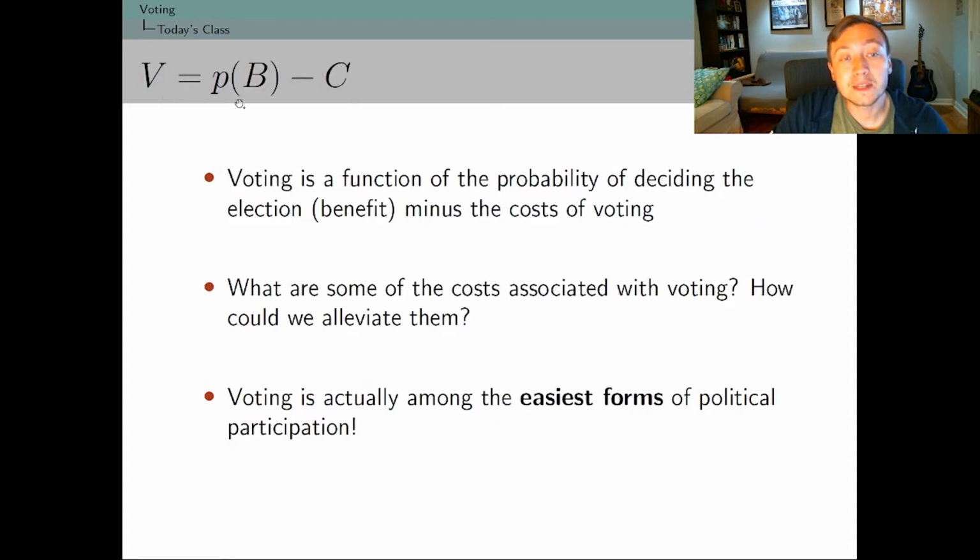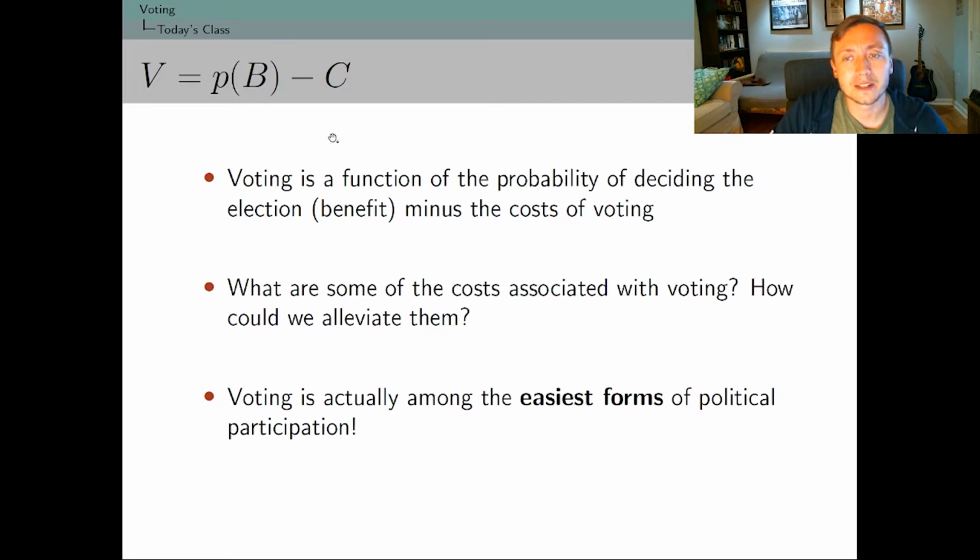V equals PB minus C tells us that voting, or the likelihood that you cast a ballot in an election, is a function of the probability of this B, which is deciding the election, that is receiving a benefit from actually tipping the election in your favor, minus the potential costs of voting. And so first, a word on this PB, right?